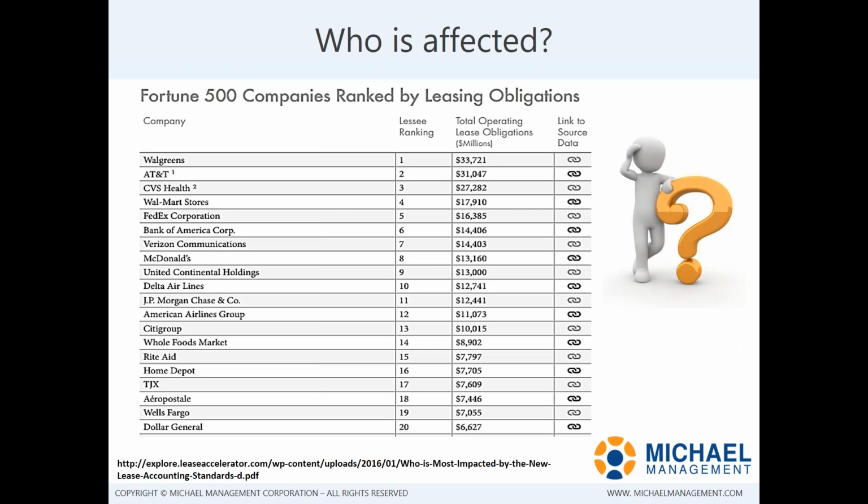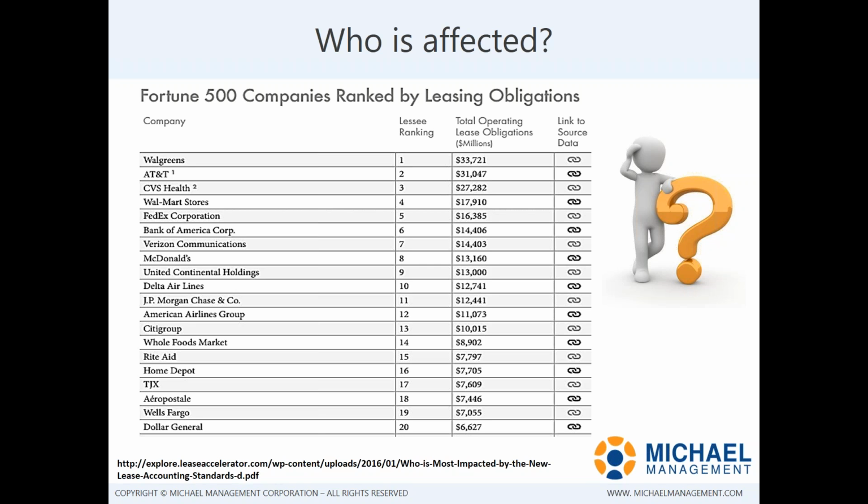Who's really impacted the most? Well, take a look at this list compiled by a company out there called Lease Accelerator. If you look down the left-hand side, you see Walgreens, AT&T, CVS, Walmart. So what you see is big grocery store companies. You see the big cell phone guys with the cell phone towers. You see people with trucks, FedEx. You see Bank of America, so think retail locations and ATM machines. There's two airlines, United and Delta, so think airplanes that have been leased. And so you kind of get the idea. So these are the folks that are impacted the most.